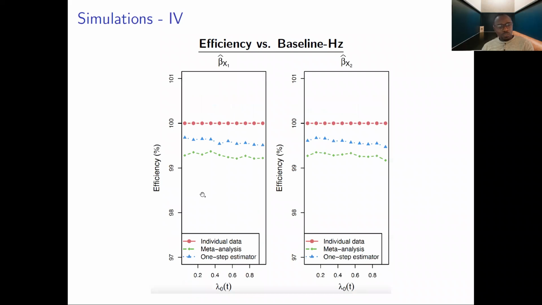And then also, since the model likelihood that we are looking at is the Cox likelihood, we also varied the baseline hazards.